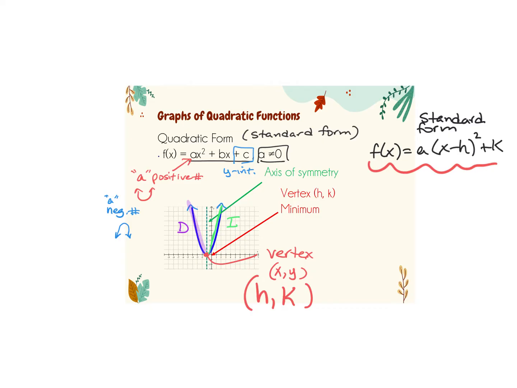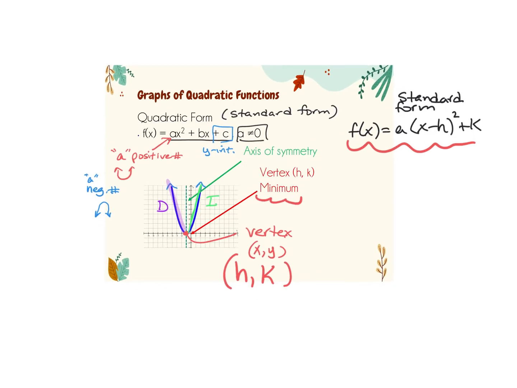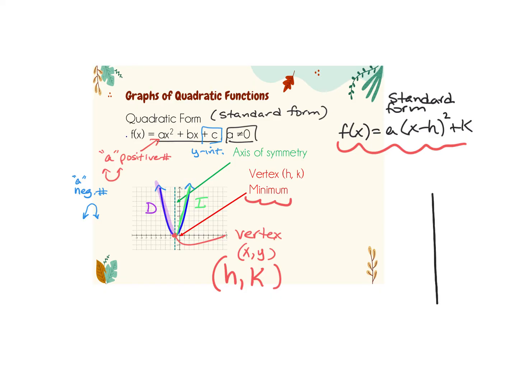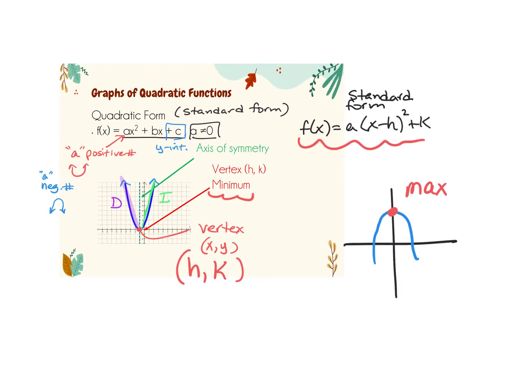Now, when my parabola is happy like this one and it's opening upward, the vertex is a minimum. This one's the lowest it gets. However, if I have a sad parabola over here that opens downward, then my vertex is as high as it gets, and this would be a maximum because it's the highest point my graph takes.